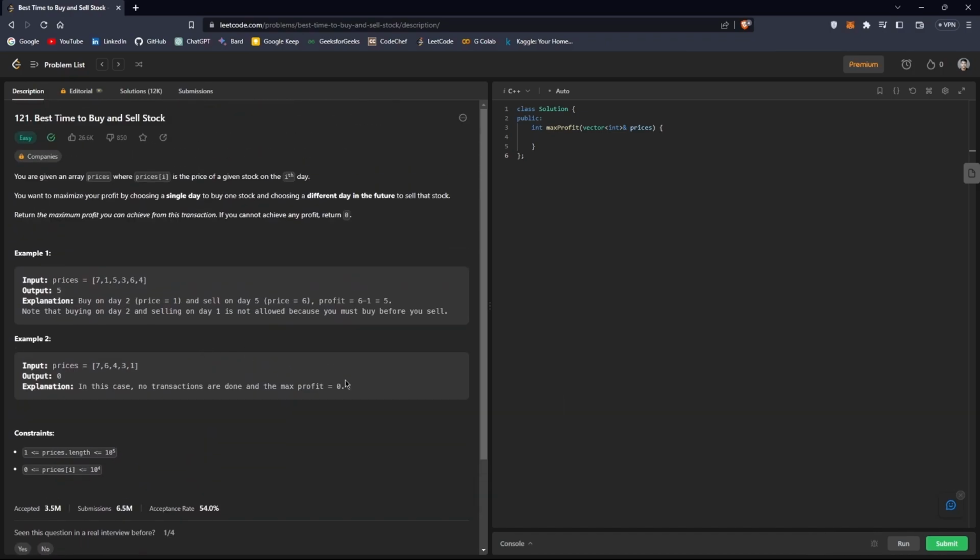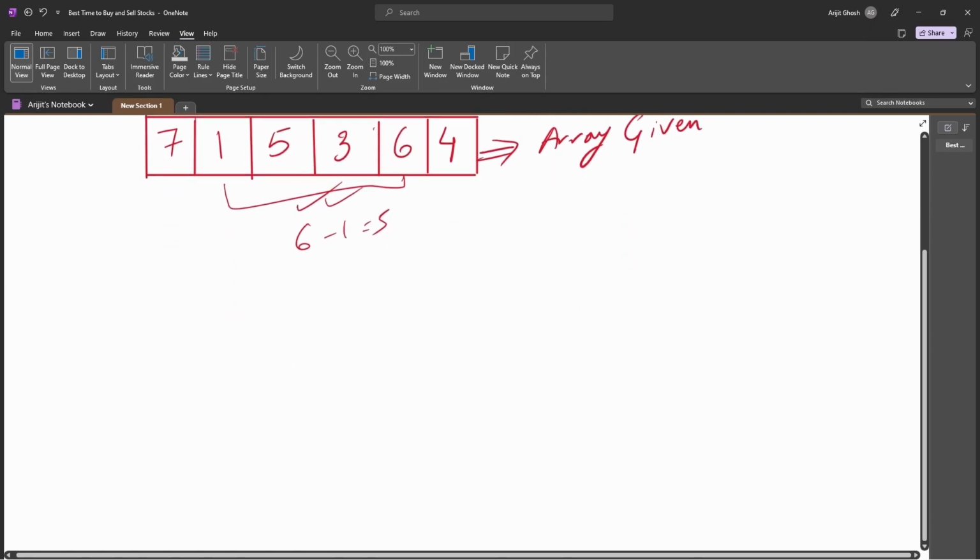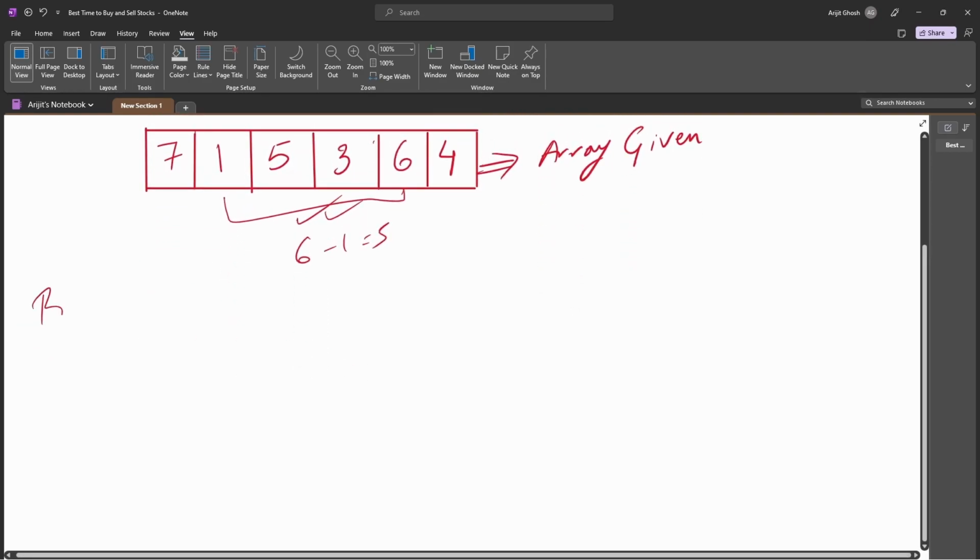Keeping all this into account, we will devise a particular strategy to solve this problem. So now we will go to this notebook I've created. Here you can see I've given the title, right? And here is the array of the first example, right? Now we need to find this 6 minus 1 equals 5. So the first approach we can call the brute force approach.